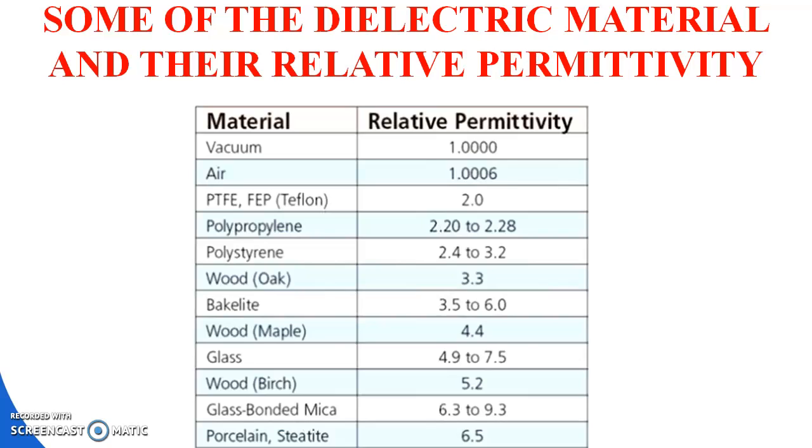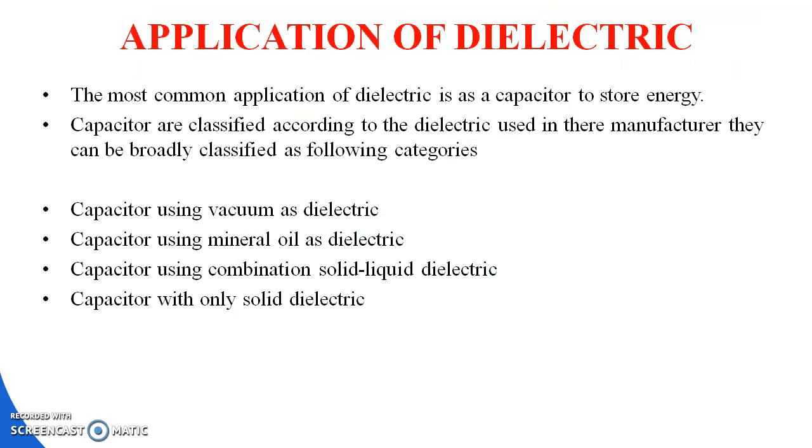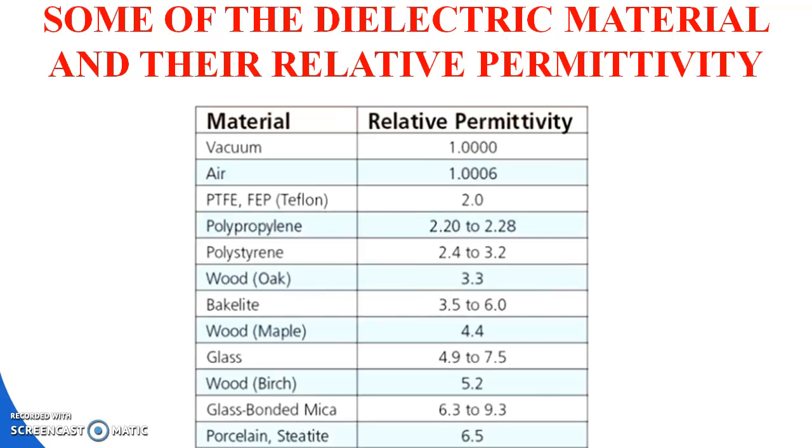polystyrene 2.4 to 3.2, wood 3.3, and bakelite 3.5 to 6.0, maple wood 4.4, glass 4.9 to 7.5, wood 5.2, glass-bonded mica 6.3 to 9.3, porcelain and steatite 6.5. So now we know these are the dielectric constants, that is, relative permittivity, of the different materials.